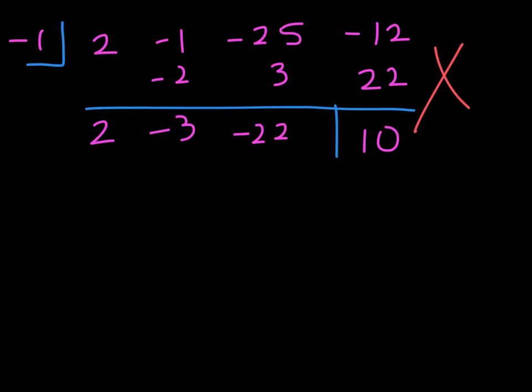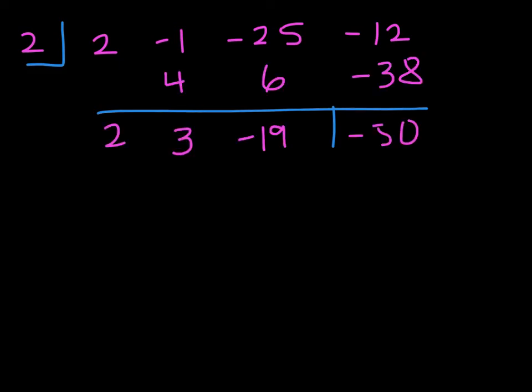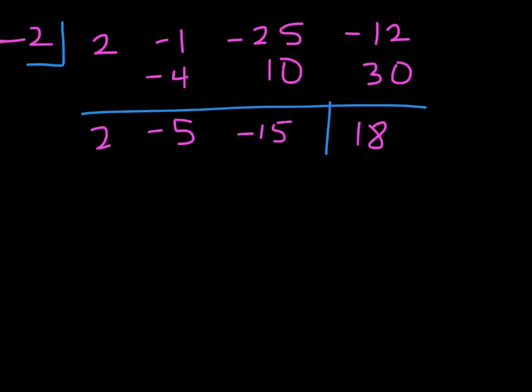Let's try a different value. How about the number 2? Because 2's in the list. All right, everybody, give this a shot on your own. Check to see if 2 is a 0. I hope you found that 2 is not a 0. All right, got to try a different value. How about negative 2? All right, so try negative 2, everybody. Go ahead and pause the video again and try negative 2. All right, I hope you agree with me that that did not work either. So we're not getting lucky here.